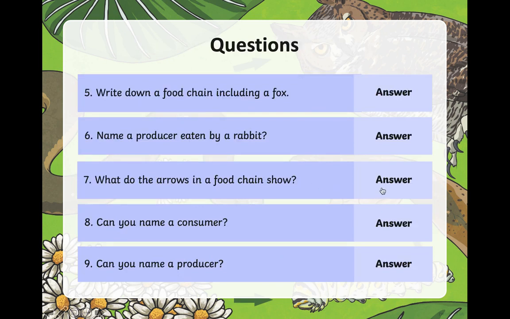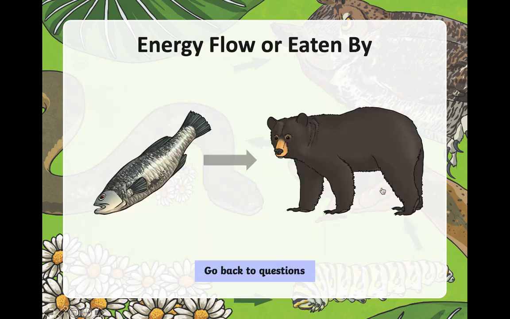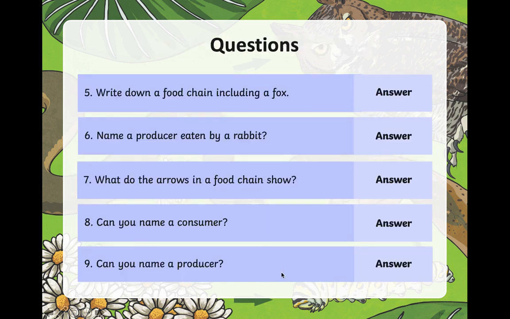What do the arrows in a food chain show? Now, it shows the energy flow. So something is eaten by it. By the way, this is not a food chain. This is just a part of the food chain, and that indicates energy flow. So the fish is eaten by the bear. So you can translate the arrow as eaten by.